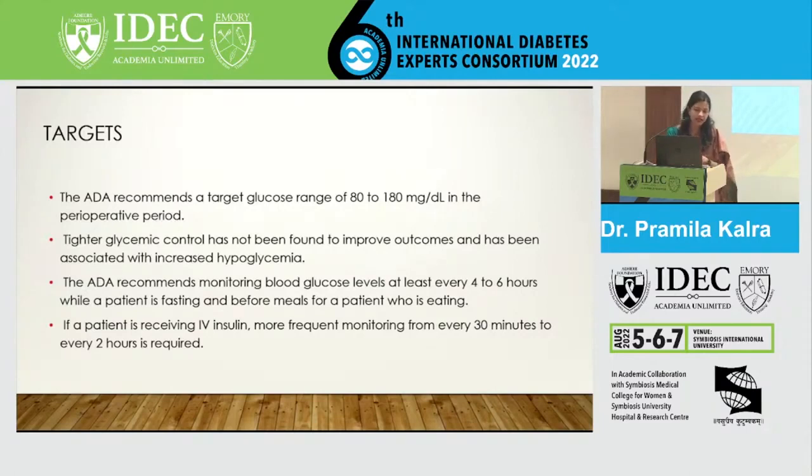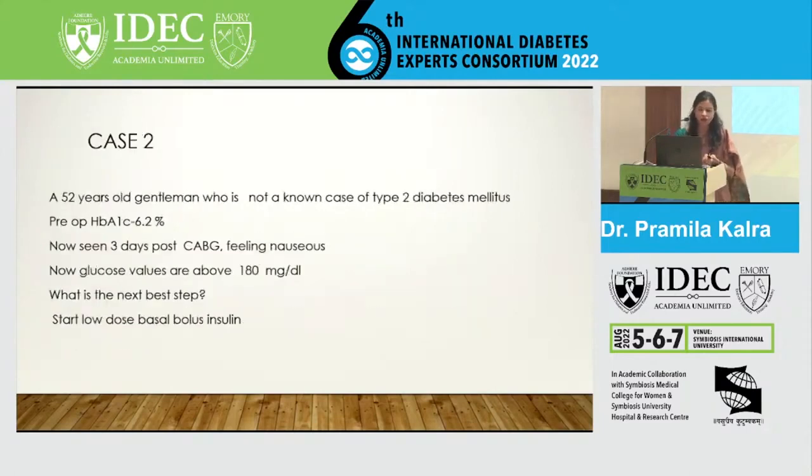Now coming to the second case, this is a 52-year-old gentleman who is not a known case of type 2. His pre-op HbA1c was 6.2. I'm sure in critical care, our next speaker will be talking about it, but I'm just alluding to a little bit on that, because I have to cover the peri-op workup. So now this patient is post-CABG 3 days. Now you get a call from the cardiologist, the glucose values are shooting up, all are beyond 180, 200, 250 plus. What is the next best step?